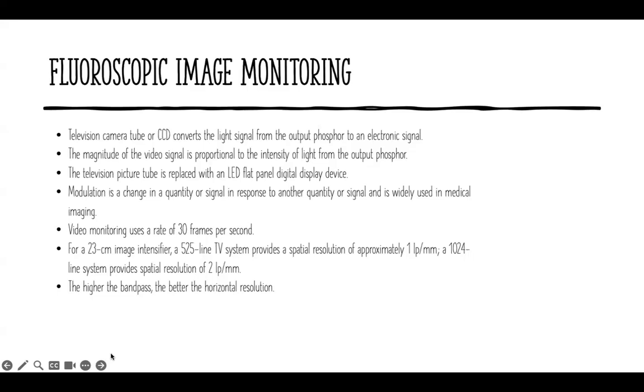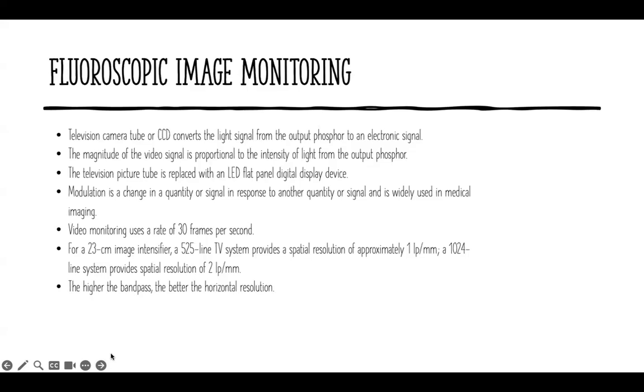So dose modulation is a change in the quantity of signal in response to another quantity of signal, and is widely used in medical imaging. Basically, dose modulation is us making sure we are not giving the patient too much or too little. We want to give the patient just enough to get the imaging we need.